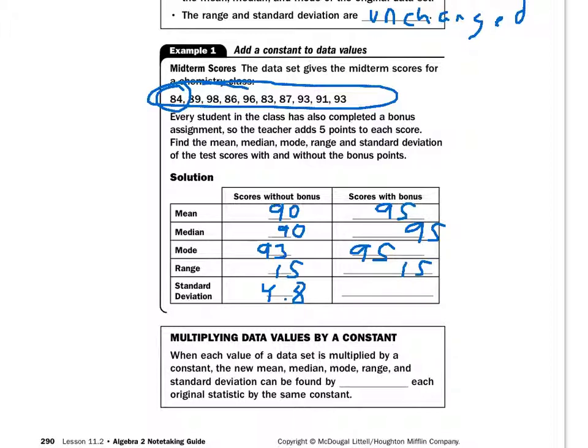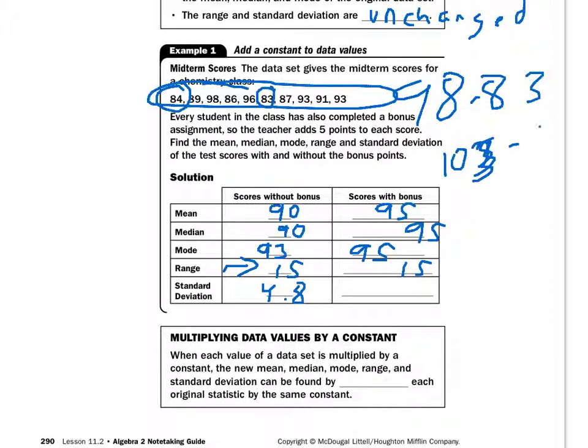maybe? Oh no, 83 is the lowest score, and 98 is the highest score. So if I did 98 minus 83, that's where I got my 15. But if I added 5 points to that, well, this guy got a 103, and this guy got an 88. Well, 103 minus 88, still 15, so it didn't change. And standard deviation won't change either. The way your data is spread out wouldn't change.